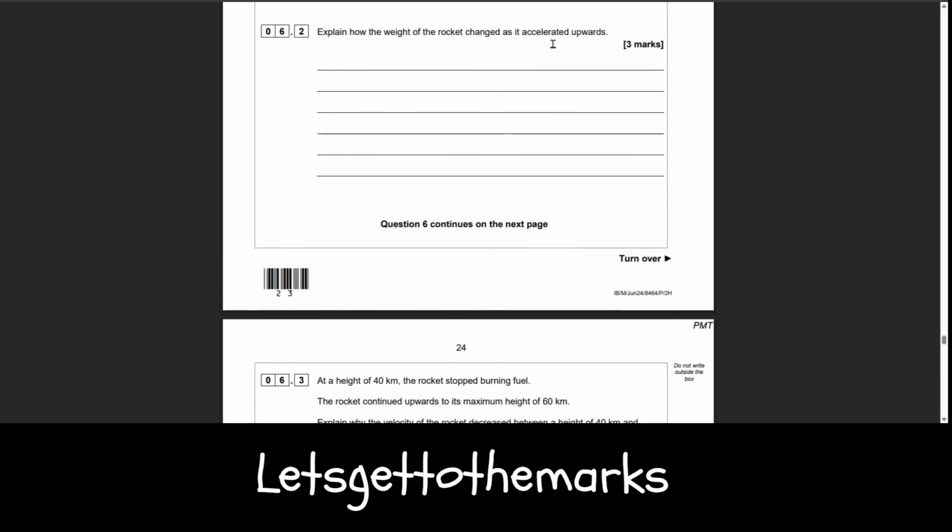Explain how the weight of the rocket changed as it accelerated upwards. So we need to explain how the weight of the rocket changes as it accelerates upwards. I've got to say, I think this is an unusually hard combined science paper. I reckon the grade boundary was quite low for this one because these are some really tough, tricky concepts and questions.